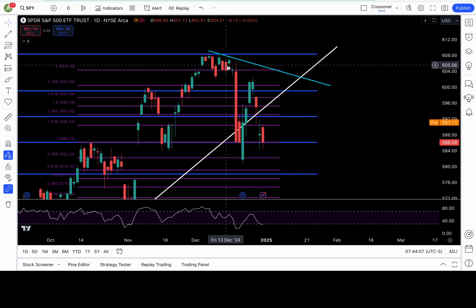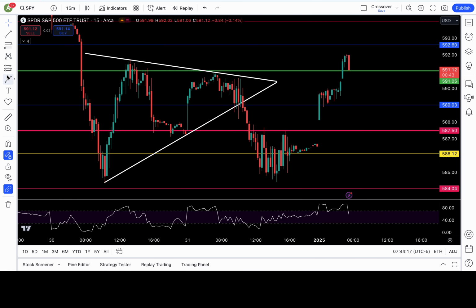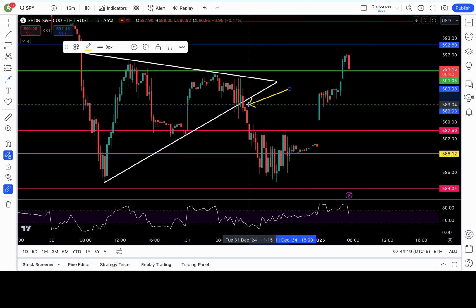The bear case scenario, we have to break down support levels as usual. Now, the last trading day, New Year's Eve, I mentioned you want to look to short if 589 fails, right? You look here, it broke down 589, gave us a nice, beautiful day trading move. Few dollar moves. It's good for you to trade with options. That's pretty much still the plan for today.